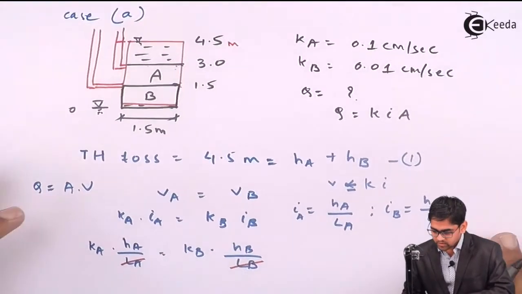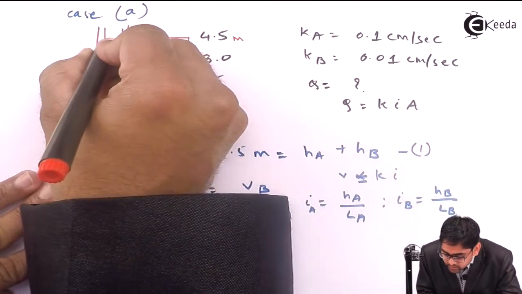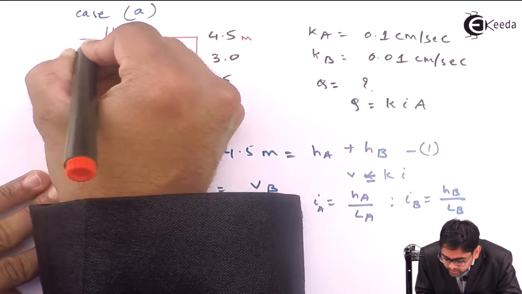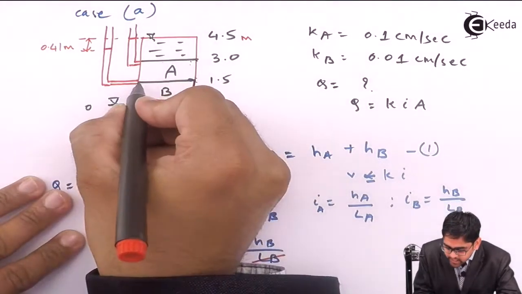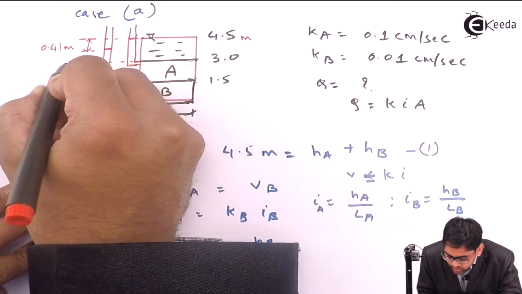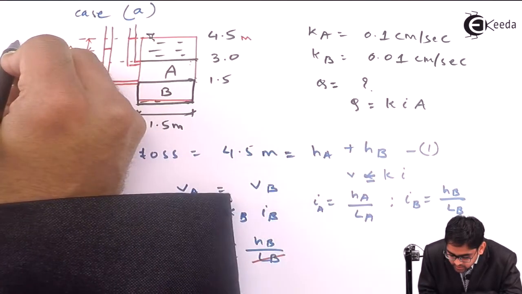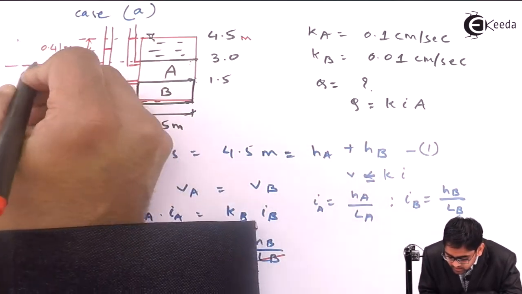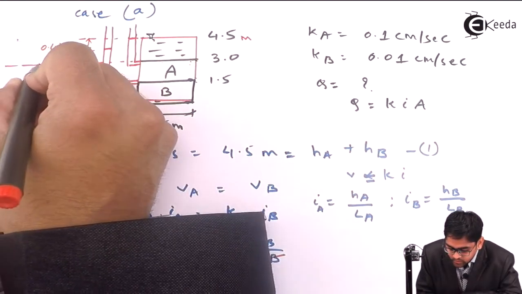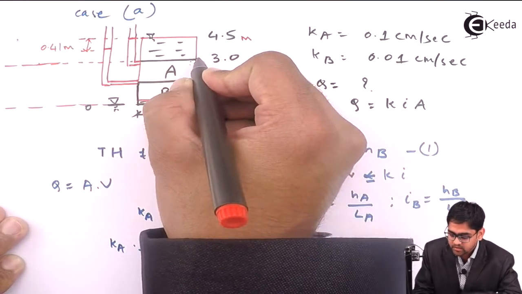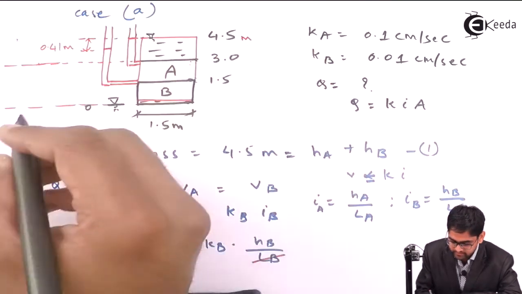Hence the water level will rise up to a level at which the difference is 0.41 meter. If I just draw the distribution of the total head, the total head at this particular point is 3 meter plus the water elevation level, which equals 4.5 meter.